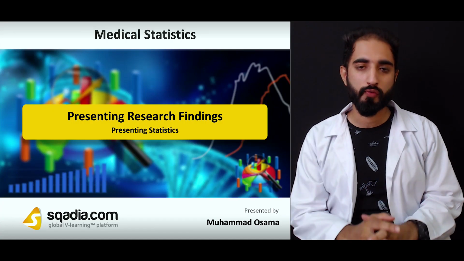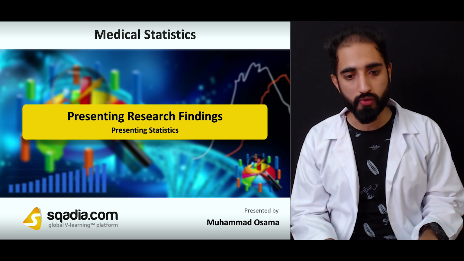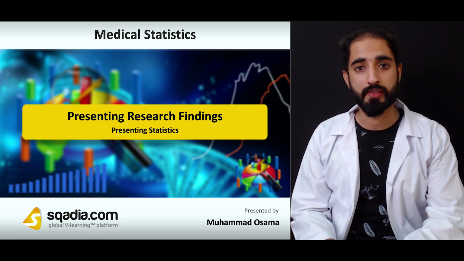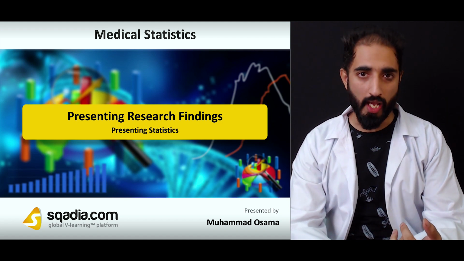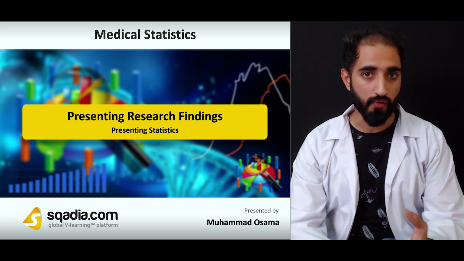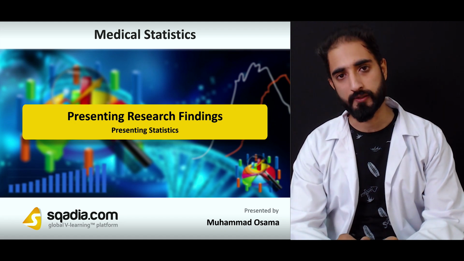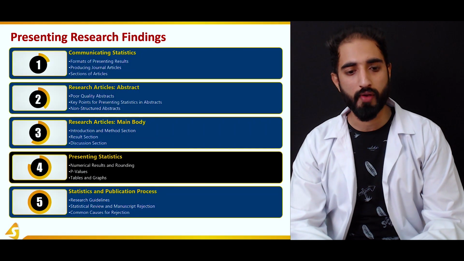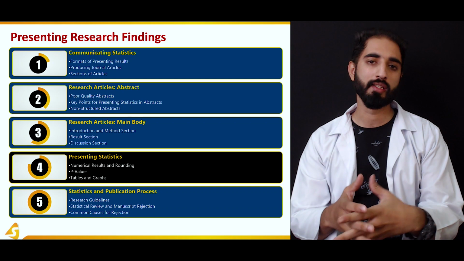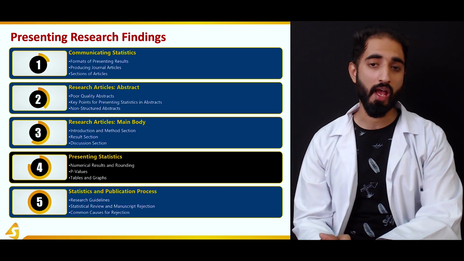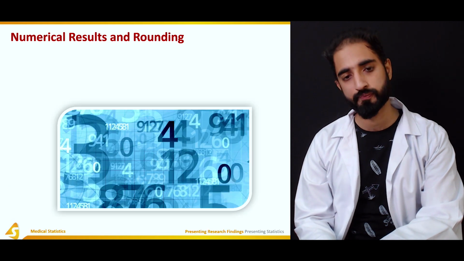So let's start off our section number 4 of presenting research findings, in which we're going to talk about presenting statistics. So we now know about the abstract and the sections of the main body of the manuscript, but how to present statistics? We have a lot of numeric values, we have p-values, tables and graphs, but how to present them in our manuscript in an efficient manner? So that's what we are going to focus on in this section.